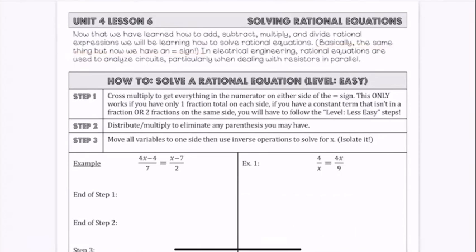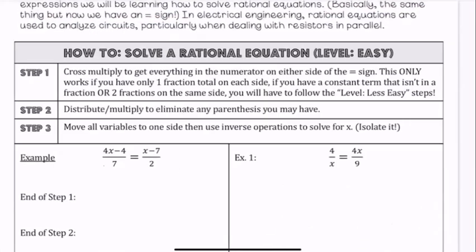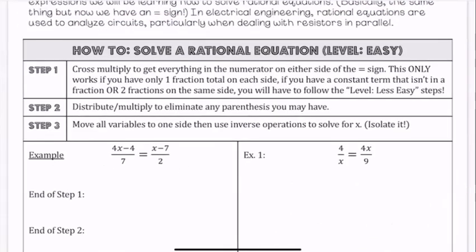Because we now have an equal sign, we'll also be able to specifically solve all the way down to a single value or two values. It says here in electrical engineering, rational equations are used to analyze circuits, particularly when dealing with resistors in parallel form. Here are our steps, shorter than before.